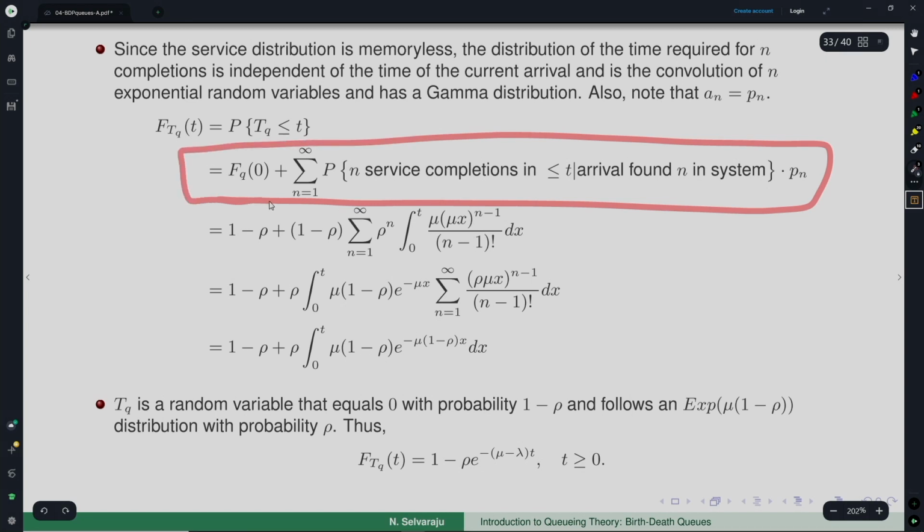This is the argument that you need to remember, and you need to understand a little bit more carefully how we are writing this down. F_TQ(0) is there because there is a zero wait, and if there is a positive wait, that means there is at least 1 in the system.